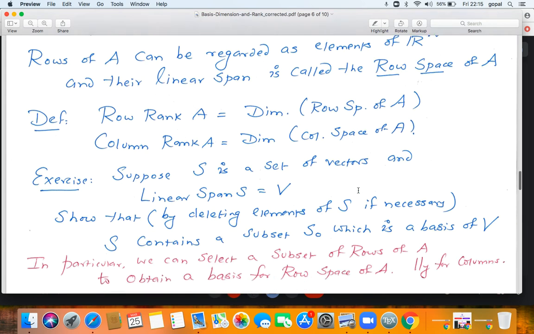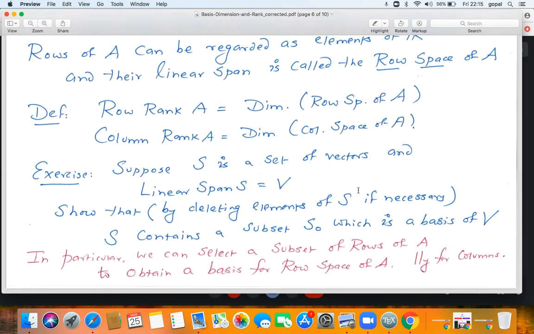Now, before we continue, I'm going to insert a small exercise here. Let S be a set of vectors, and let the linear span of S equal V. Now this S may not be linearly independent. However, I can delete elements of S. If S is linearly independent, fine. If S is not linearly independent, what does it mean to say that S is not linearly independent?